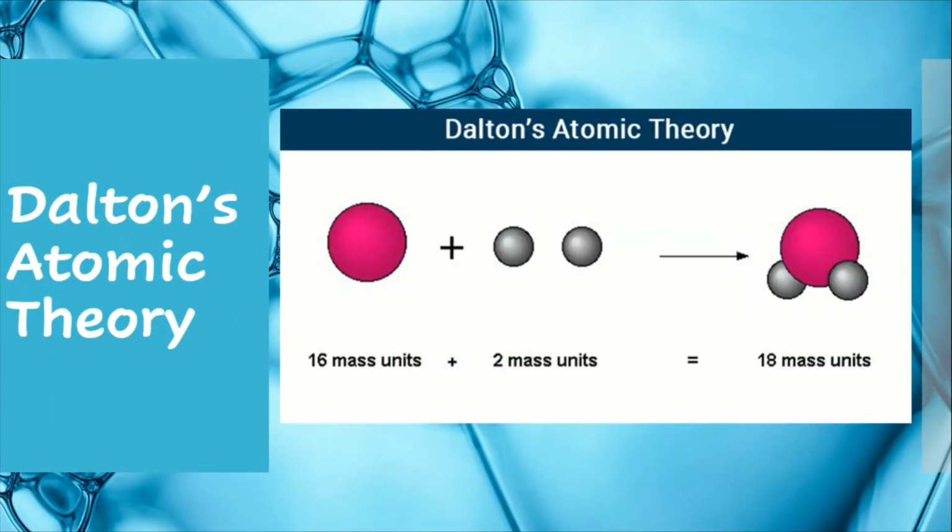Dalton's atomic theory. This is the pictograph of the box that we learned just in the previous slide. So here 16 mass units is added to 2 mass units, which equals 18 mass units.